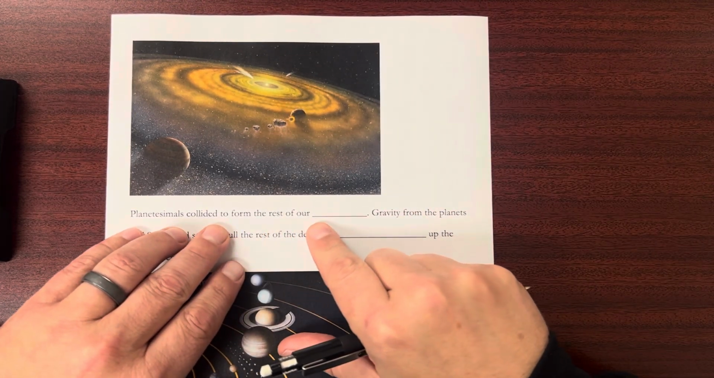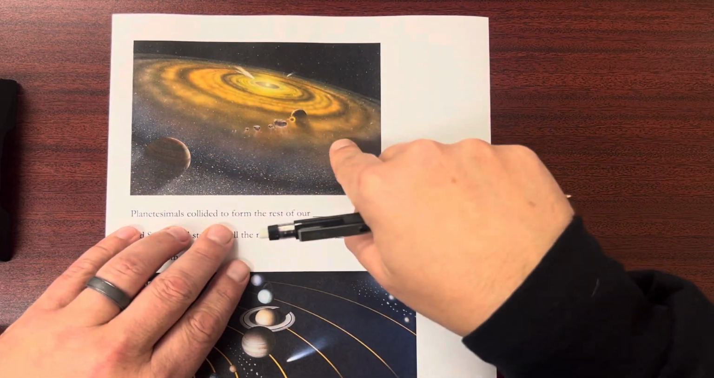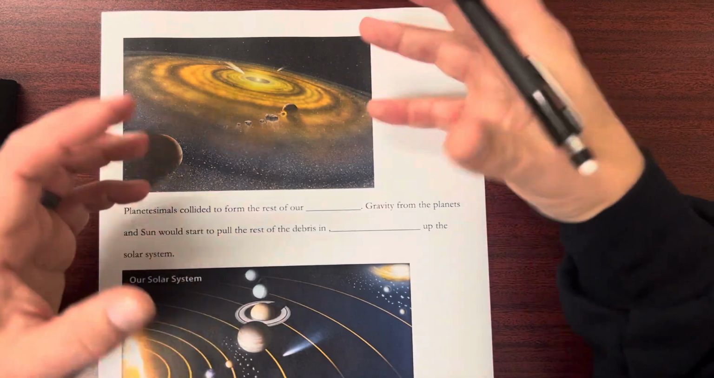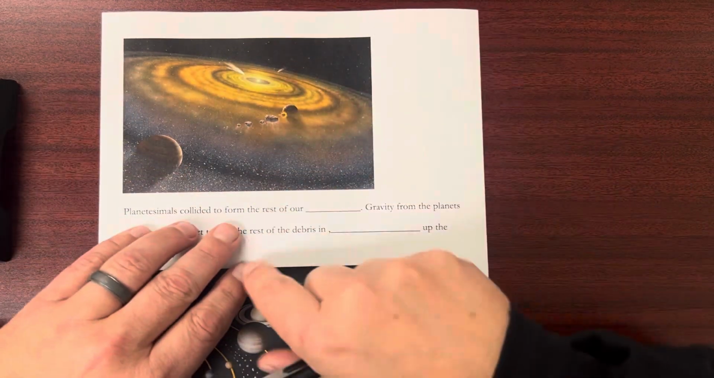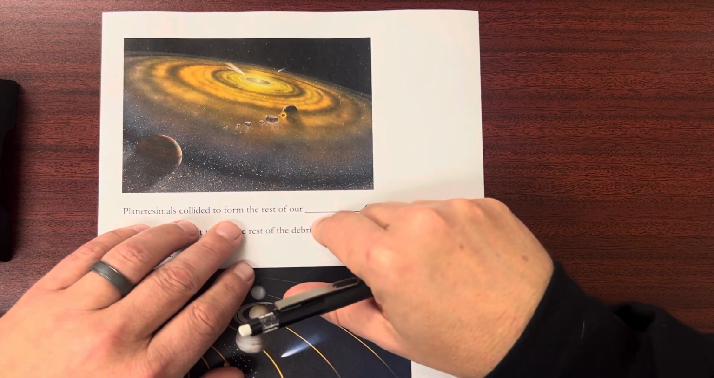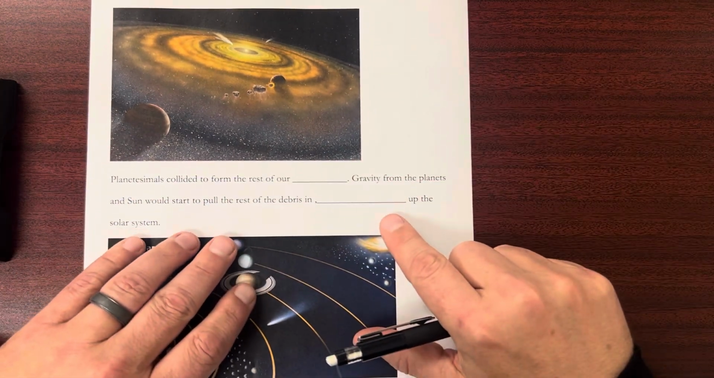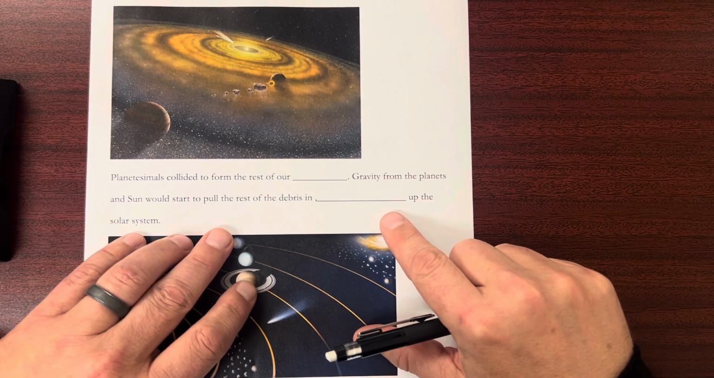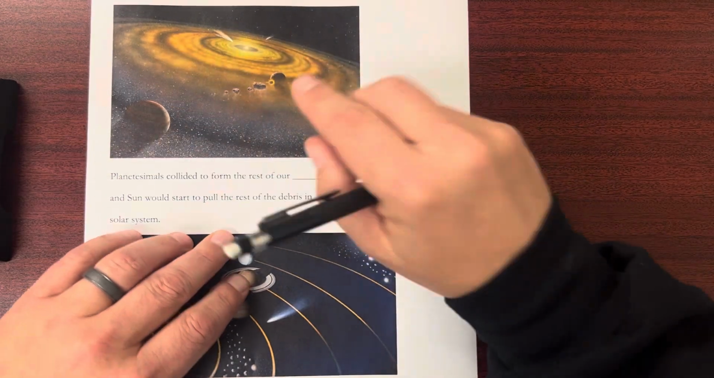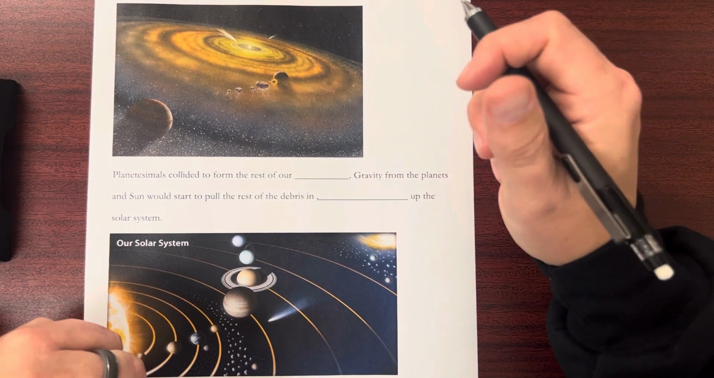Planetesimals collided to form the rest of our planets. You have to understand, in this early solar system, it was filled with debris, all kinds of stuff. There were regular collisions all the time. And slowly from those collisions, we started getting some of our planets. As more and more mass sticks together, the planets get their own gravity that's strong enough to attract other things. Gravity from the planets and sun would start to pull the rest of the debris in, cleaning up the solar system. So all this debris would eventually get pulled into primarily the sun, but also into forming our planets.